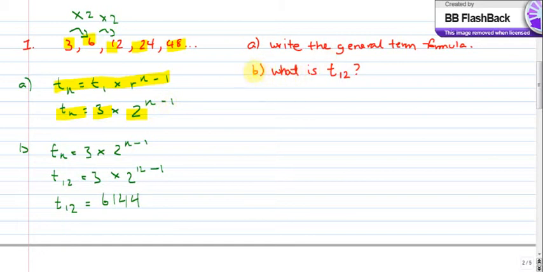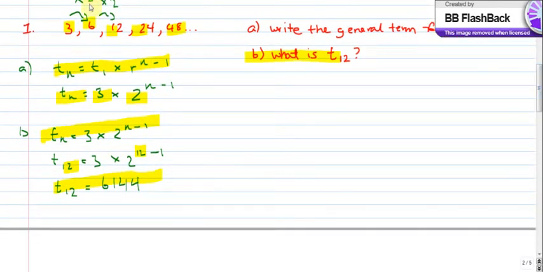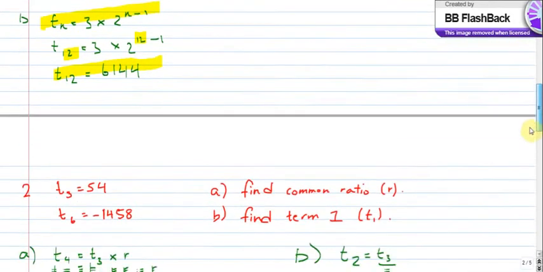Now it's asking us to find a specific term, term 12. So we use our formula, T of n equals 3 times 2 to the power of n minus 1, and we just put in 12 for both the n's to get a final answer of 6,144. So that just means that the 12th term in this sequence is 6,144.